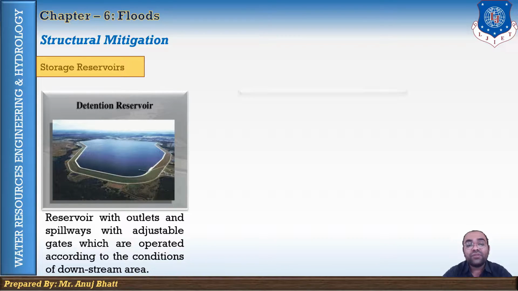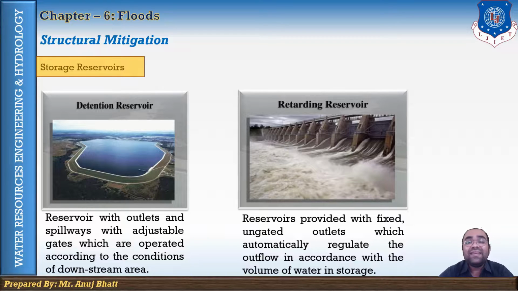The next type of reservoir is the retarding reservoir. These are provided with fixed ungated outlets which automatically regulate the outflow in accordance with the volume of water in storage. The size and the number of outlets are kept in such a way that the peak flood flow is retarded and it takes much time to discharge the flood storage water completely. So this is about the structural mitigation of the storage reservoir.